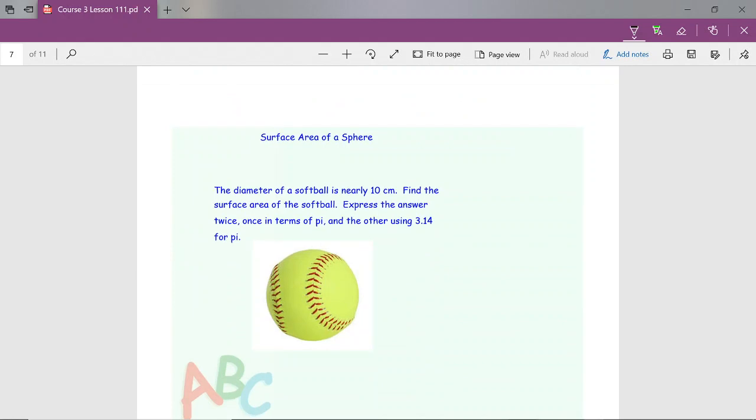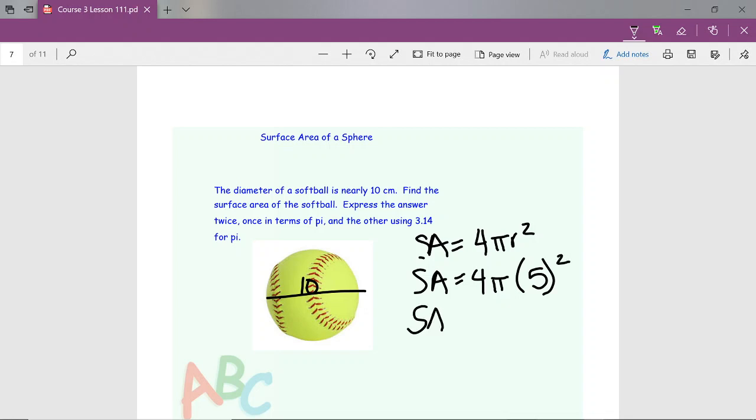So let's try it with something like this softball. The diameter of a softball is nearly 10 centimeters. Find the surface area, express your answer in terms of pi and using 3.14. So let's start out figuring it out in terms of pi. I'm going to use my surface area formula that says 4 pi r squared. So I just plug in what I know: 4 times pi times r squared. Well, the diameter is 10, so my radius must be 5. And I square it. So I have surface area equals 4 pi times 25, meaning that I actually have 100 pi centimeters squared surface area.